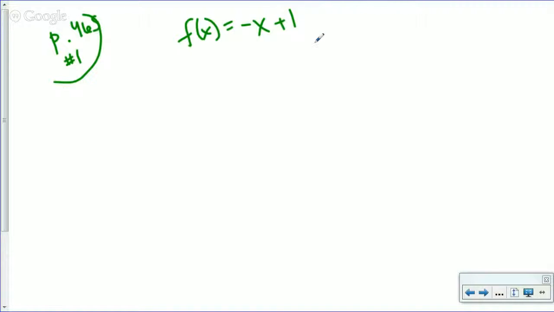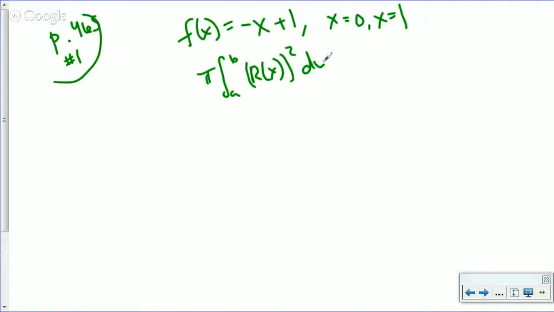And our boundaries are x equals 0 and x equals 1. And I want to revolve about the x-axis. So is that going to be dx or dy? That's going to be dx, meaning everything's going to have to be in terms of x's, yeah? So follow your formula. You have pi integral from a to b of your function in terms of x squared dx.